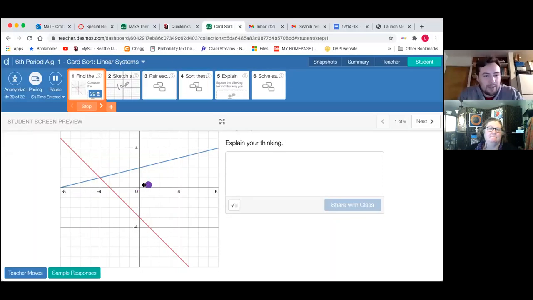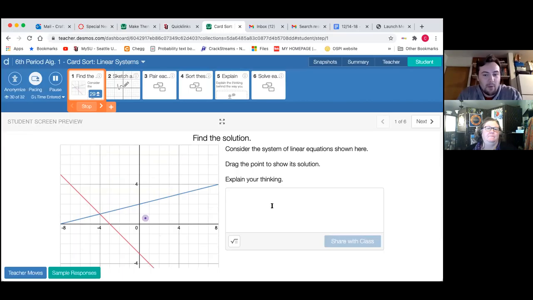Point here, and you can put it anywhere on the graph, and it wants you to solve the solution for the system of equations. And as we learned yesterday, that's pretty much any time when you're looking at it from a graph point of view, when you see where the points or the lines intersect.